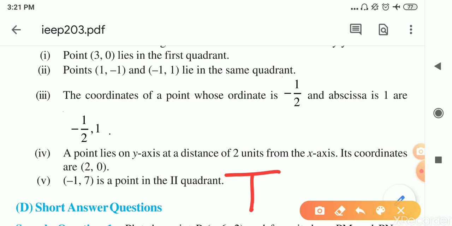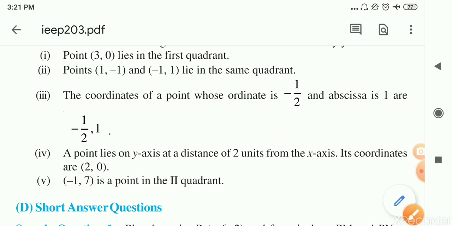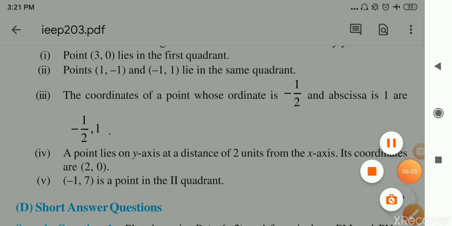Got it? So we have finished this exercise. Now we are going to start exercise 3.3.